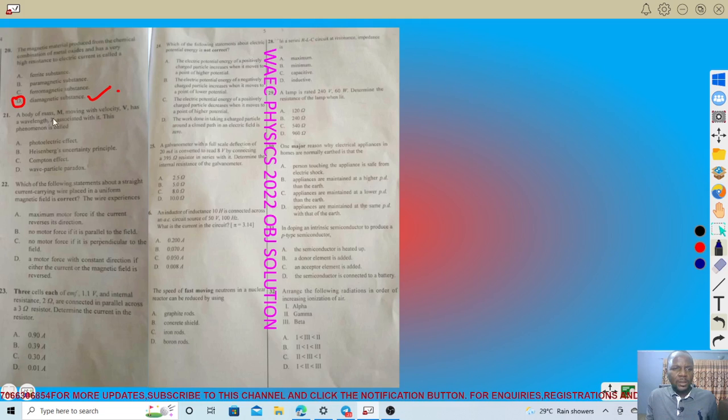Question 21 says a body of mass m moving with velocity v has a wavelength of lambda associated with it. The phenomenon is called what? This is just talking about mass, velocity, and wavelength. Photoelectric effect, it can explain photoelectric effect. Heisenberg uncertainty principle, yes, we can use it. Compton effect, we can use it. So wave particle paradox, yes, this is the answer to the question.